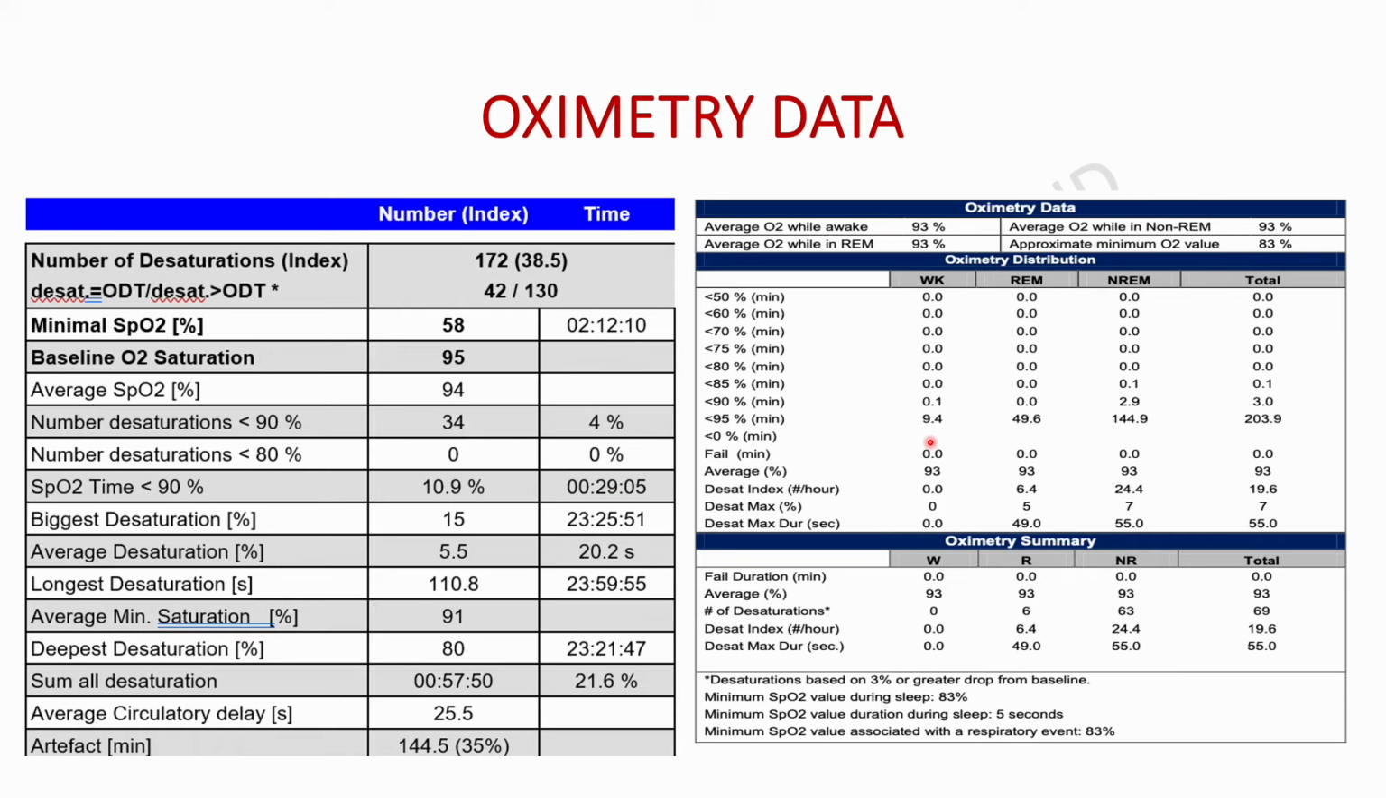Now, these are two different reports from two different devices or sleep labs, and here there is a chart mentioning less than 90, less than 80, less than 70, but essentially what we are looking at is how low and how long and which phase was it. So again, coming back to the same information only depicted in different formats.